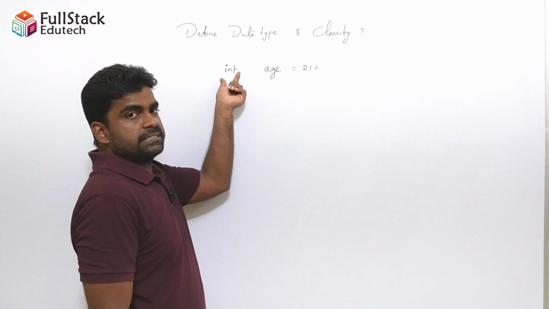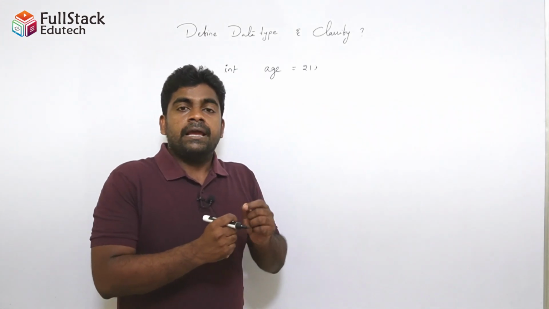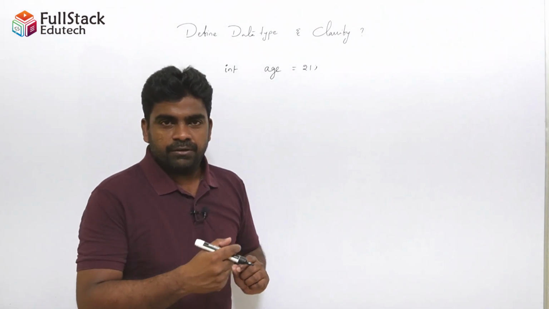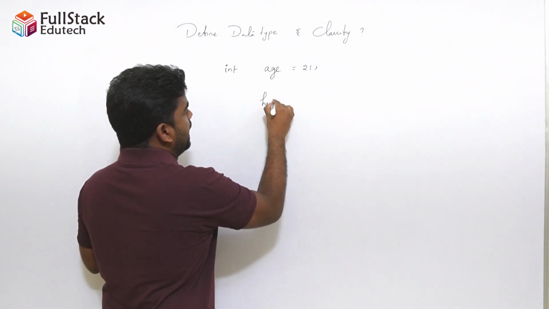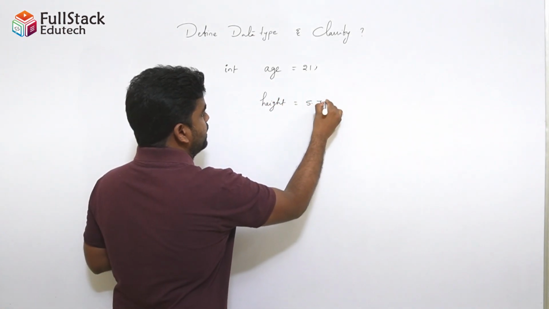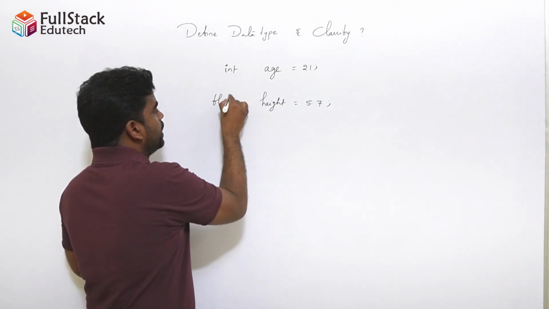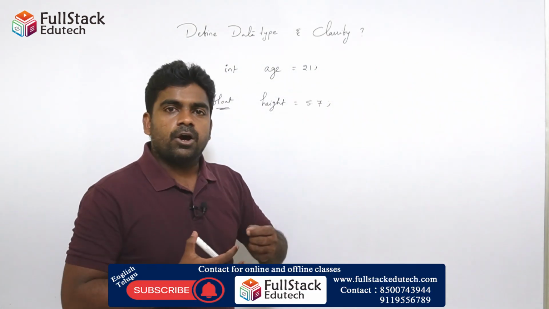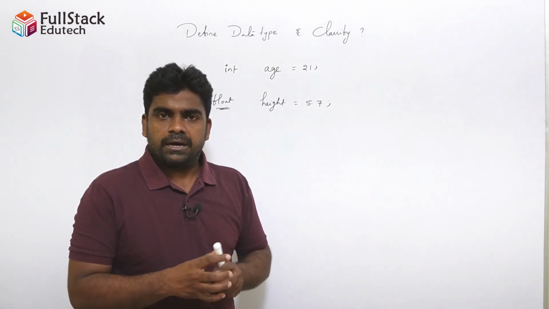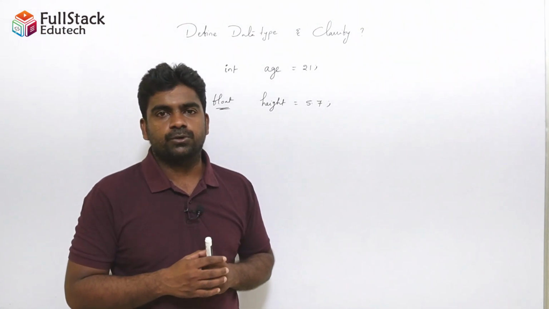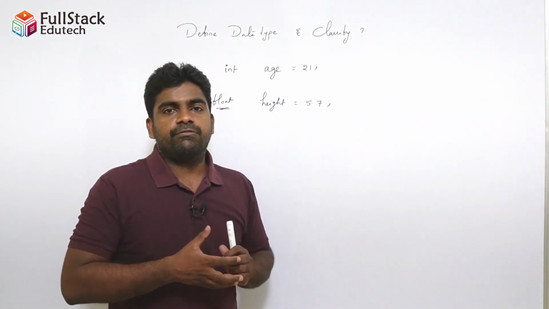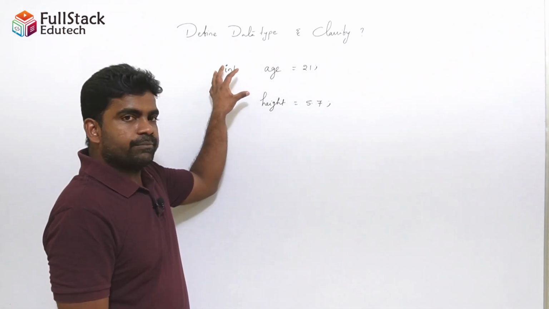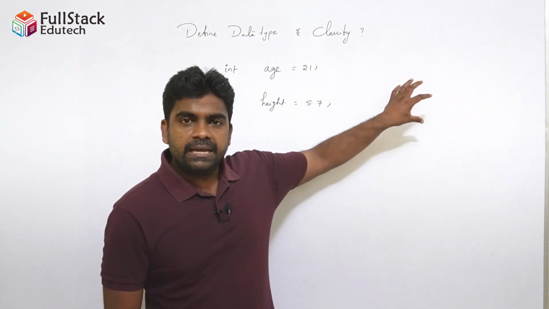So what is the purpose of this representation? Based on the data type, it will decide how much memory it should allocate to store the information. For example, I just want to store the height of a person, for example 5.7. What type of data are you storing? Float or double, a decimal? Integer? A character? A group of characters? Depending on what type of data you are storing, you have to specify its data type. Based on the data type only, the memory will be allocated.